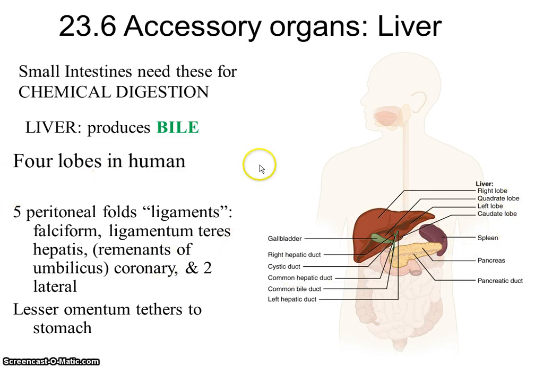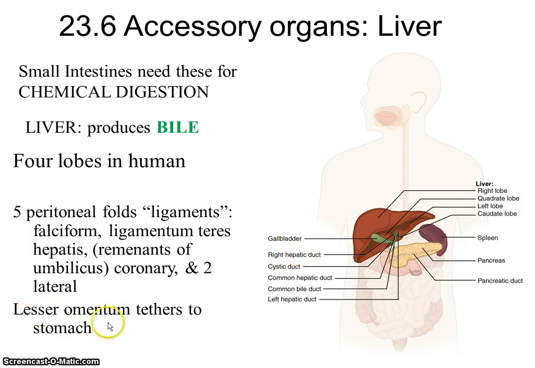So 4 lobes, we look at this in the lab. A right and left lobe, a quadrate, and a caudate lobe. The quadrate is next to the gallbladder, and the caudate is next to the inferior vena cava. There are 5 ligaments. The falciform is usually evident on your models in lab. There's a ligamentum teres hepatis, which is a remnant of your umbilical cord. There's a coronary ligament and 2 lateral. These again are just basic landmarks. I've never asked them in the lab. They're not shown on all the models that we have either.